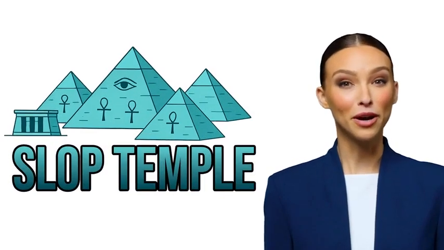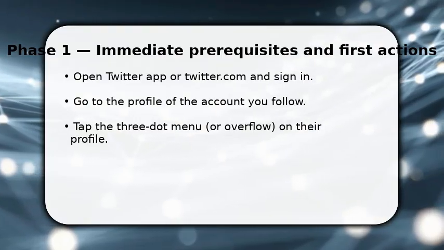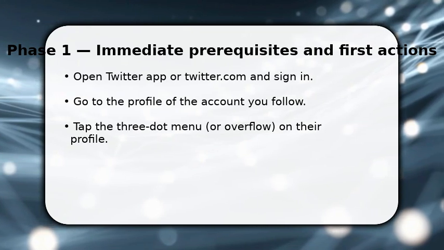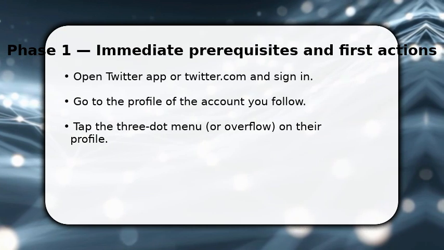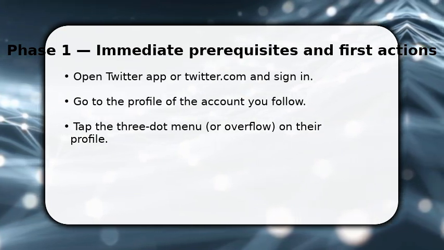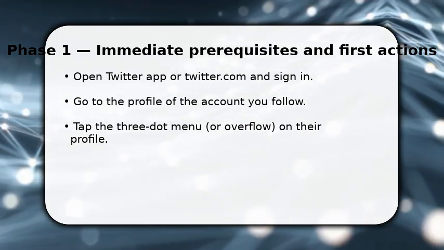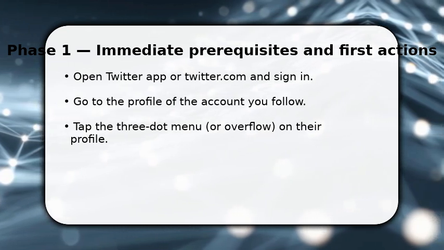We pray this video helps. You're starting inside Twitter. Sign in and then navigate directly to the profile whose retweets you want to stop. Once there, find the three-dot menu next to the follow button. On mobile it's top right, on web it's near the header. Tap it to reveal account actions.